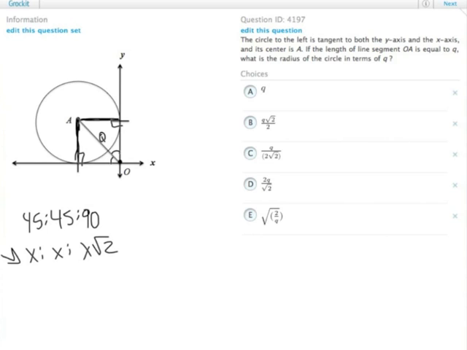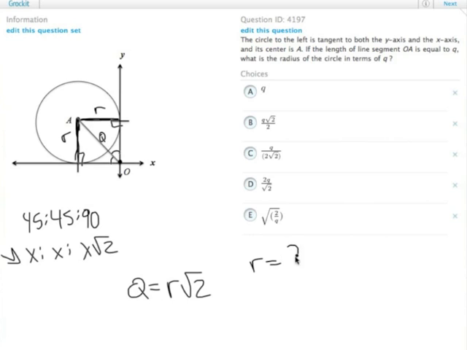So in this particular case, we can call either of these distances r. Q, which is the hypotenuse of a 45-45-90 triangle, equals r times the square root of 2. The question isn't asking what Q is, though. It's asking what r is in terms of Q. Of course, we can just divide both sides by the square root of 2.